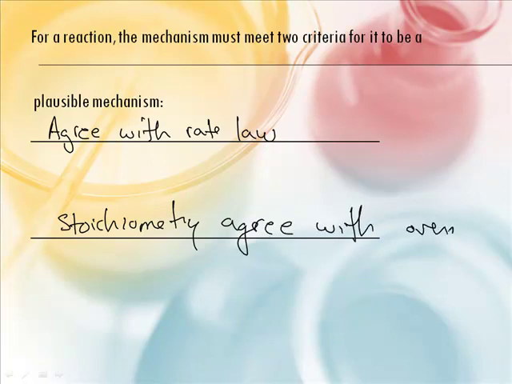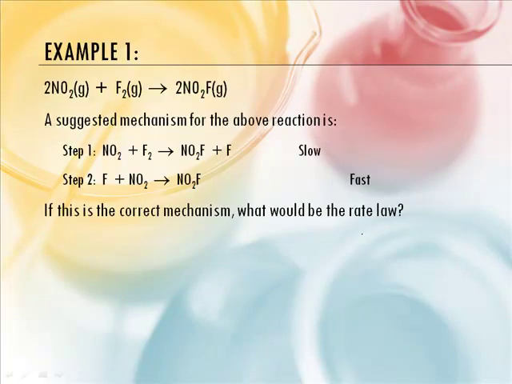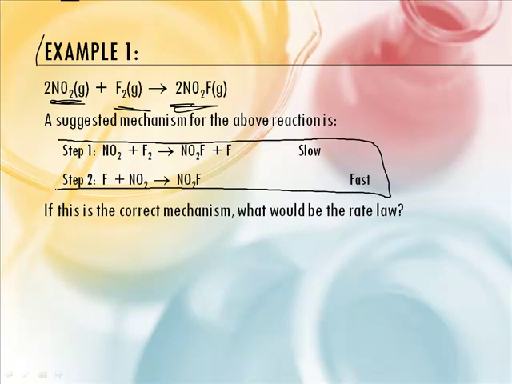We're writing a bunch of words here, and my guess is you're going, huh? But as we do examples, you'll see. So let's just get these down. Speaking of examples, here's a reaction. NO2 plus F2, or 2 NOs, makes this. But it turns out the steps of this reaction are this and this. Proposed steps. Suggested mechanism.